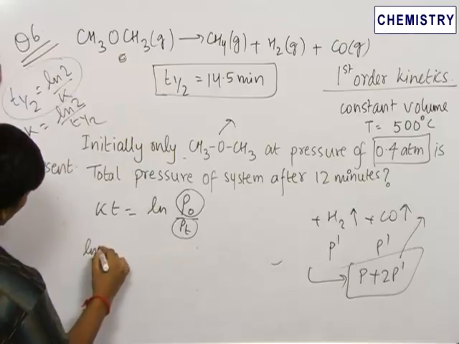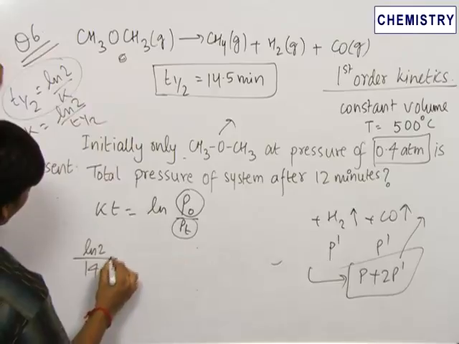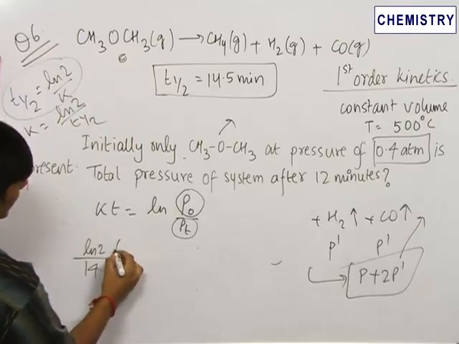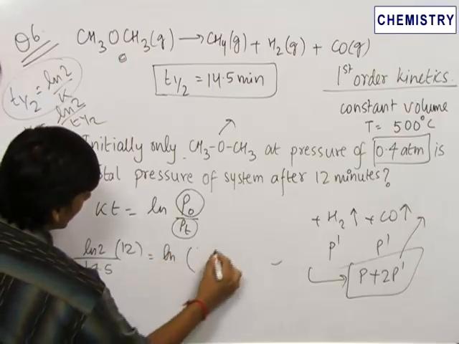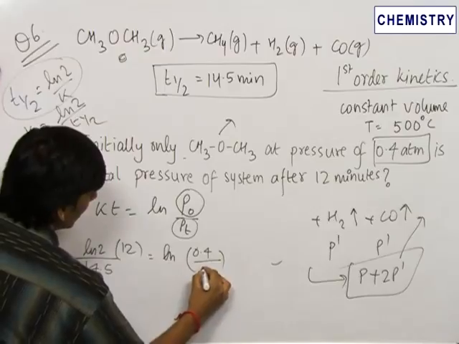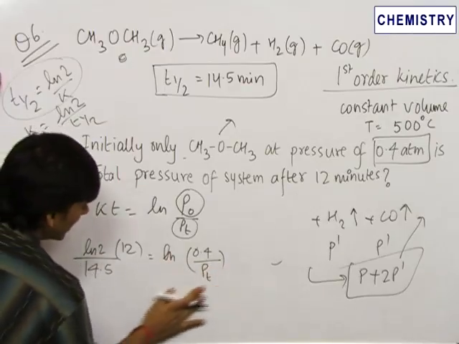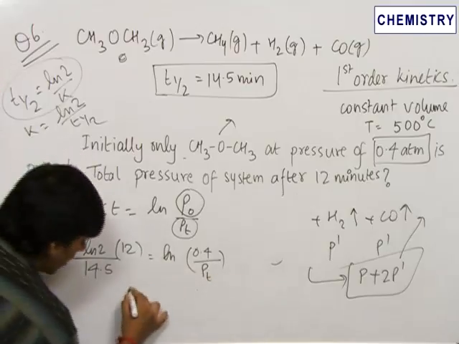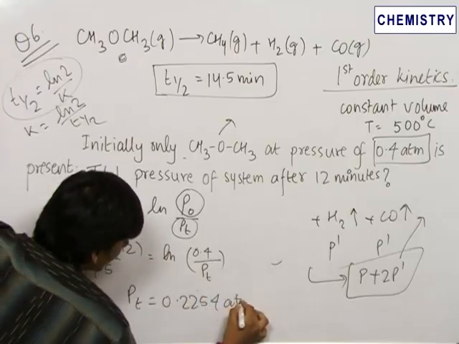Therefore we write ln2 upon T half, that is 14.5 minutes, into the time taken, which is 12 minutes. This is equal to ln of initial pressure, which was 0.4, that is given. The final pressure is PT, let that be PT. On solving this equation, we get the value of PT to be equal to 0.2254 atm.